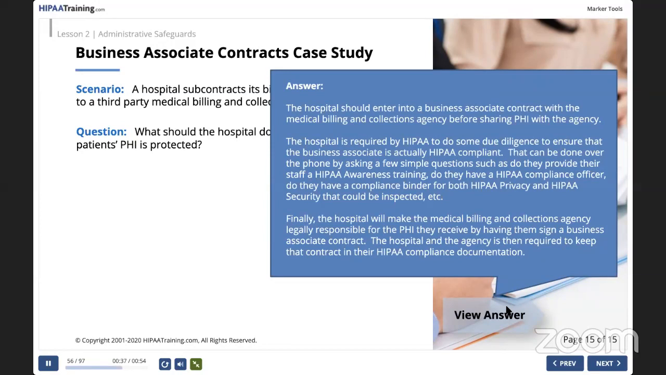Finally, the hospital will make the medical billing and collections agency legally responsible for the PHI they receive by having them sign a business associate contract. The hospital and the agency are then required to keep that contract in their HIPAA compliance documentation.